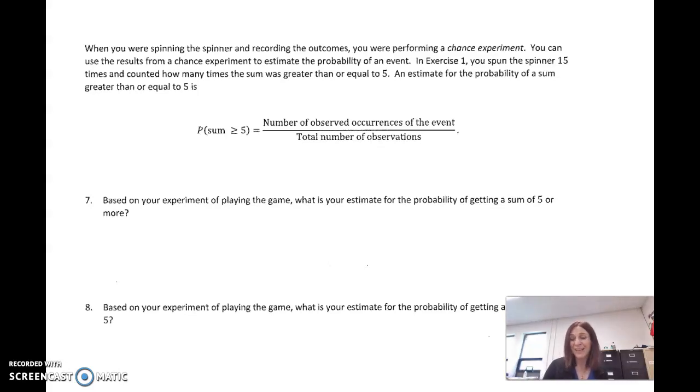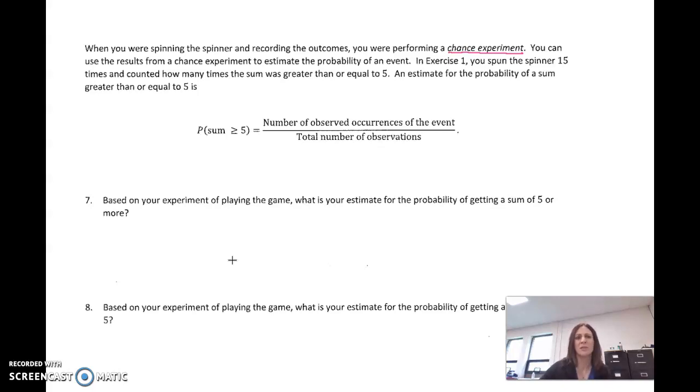So we're estimating probabilities, and we're doing that by collecting data. Let's explore our definition of what probability is. In the last video, we were pretending to spin the spinner. I did that for you, adding the sums. What we were doing is performing a chance experiment. We had 4 equally likely outcomes. We were just spinning the spinner and seeing what happened.